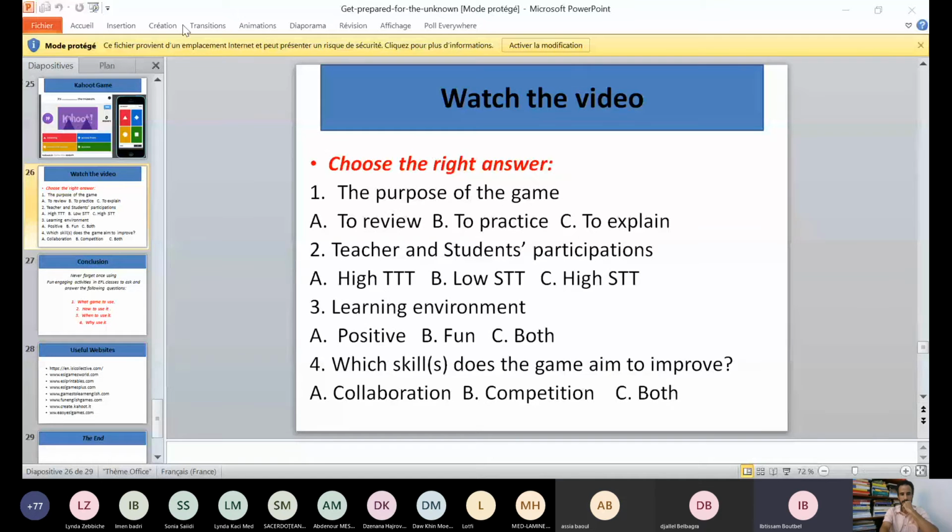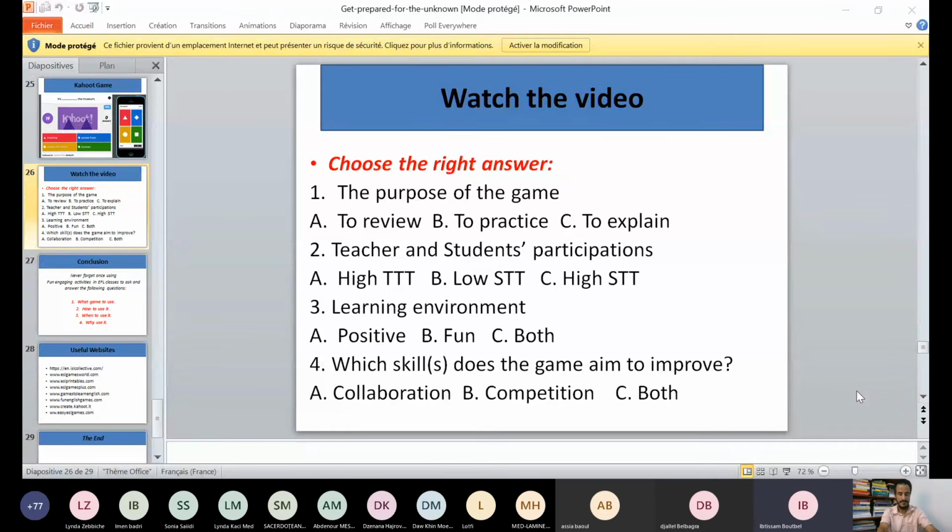Let me see your answers on the chat thread. Okay, Larissa is saying A and B. Widad is saying practice, and high STT for the second one, positive for the third, and both for question number four. Yes, it's basically to review, because after we finished, we had a review about the simple past. Number two. Okay, let's see your answers for the second one.